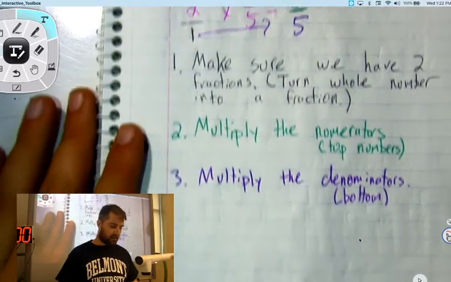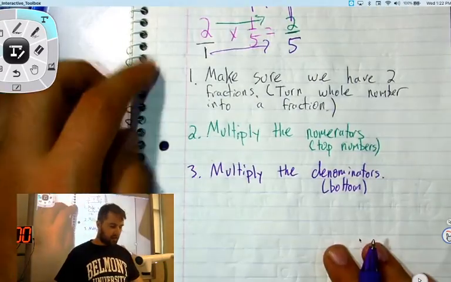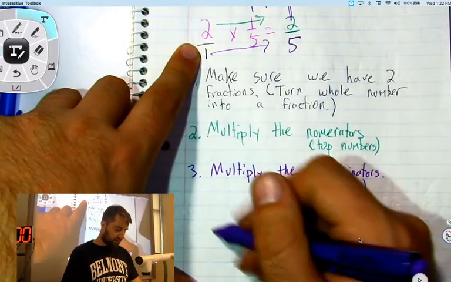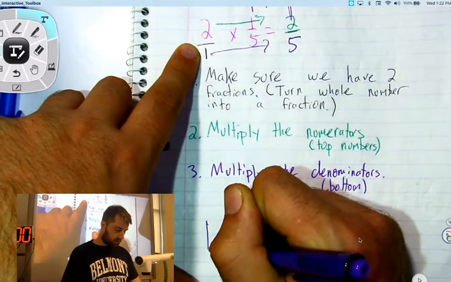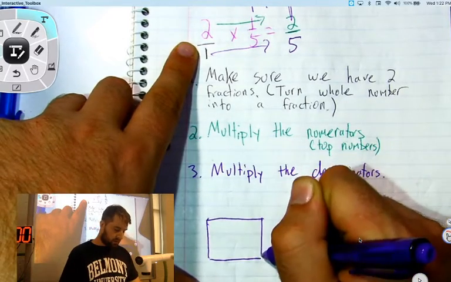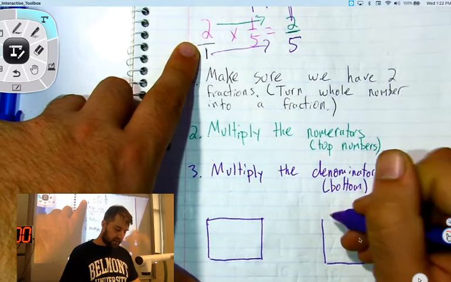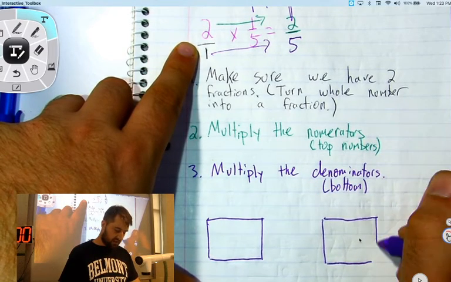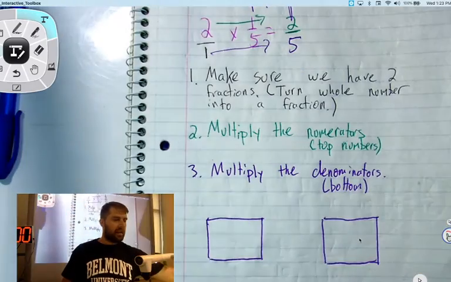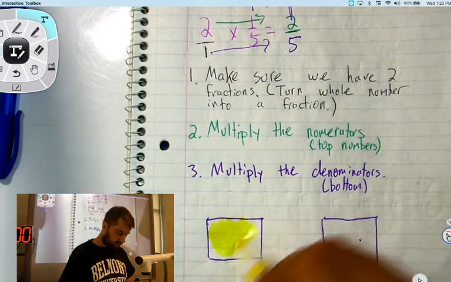Now that we have our answer, I should zoom out a little bit here so we can see everything all together. We are going to take our first number and compare it with our result. So our first number, we had 2 wholes. Now I'm going to draw 2 whole cakes here. They're not going to be cut at all because each cake only has 1 slice, and that means it is the whole thing. And I'm going to take my yellow marker and I'm going to shade in our 2.